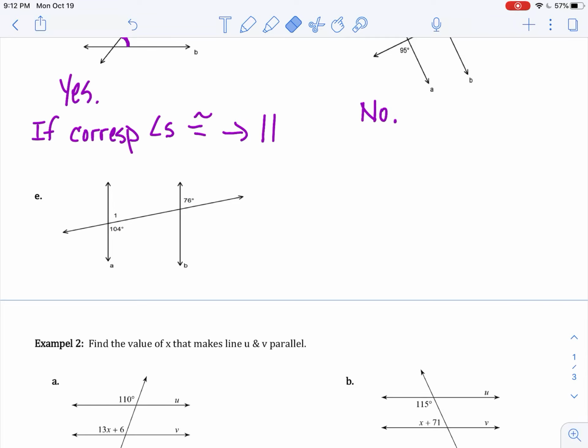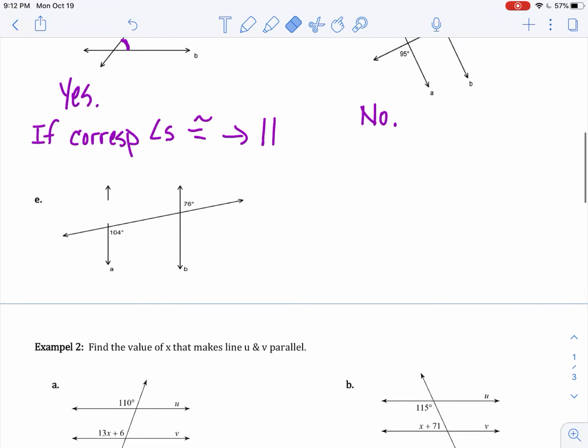But if I look at the fact that they gave me a 1 over here, I'm thinking, why did they do that, right? The reason they did that is because we do have a linear pair happening along line A. And linear pairs, all they need is a straight line to exist. So I can use the fact that I have a linear pair and figure out that my missing angle right next to my 104 is a 76.